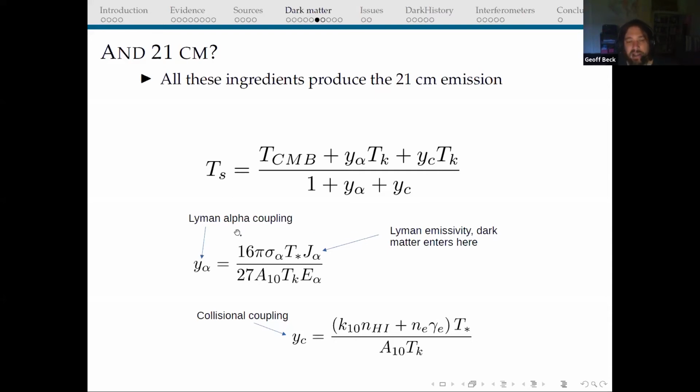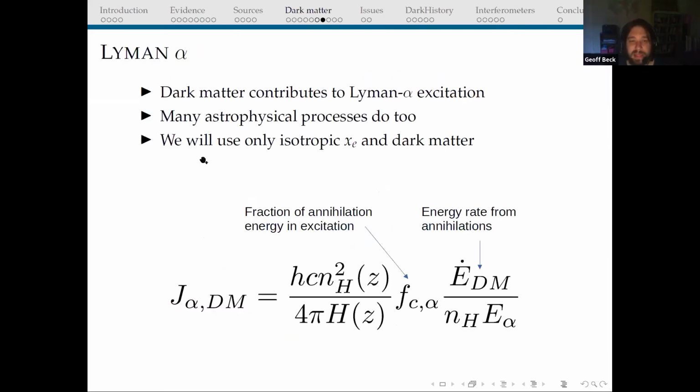Obviously the dark matter can affect the history, in which case it will change the ionized fraction of the universe and the gas temperature, but it can also affect this coupling value. It doesn't change the collisional coupling very much. It mostly has an effect on the Lyman alpha coupling because it can add additional photons in the Lyman alpha frequency range. And that can adjust that initial trough at z equals 20. So this is going to be the metric we judge things by.